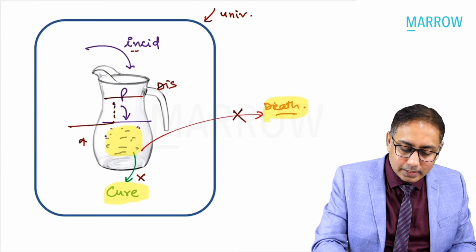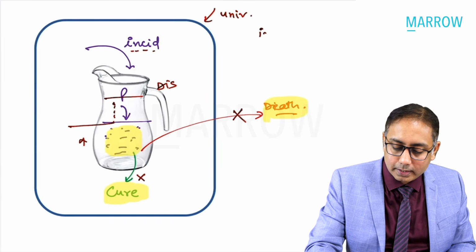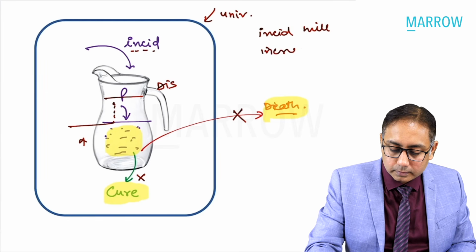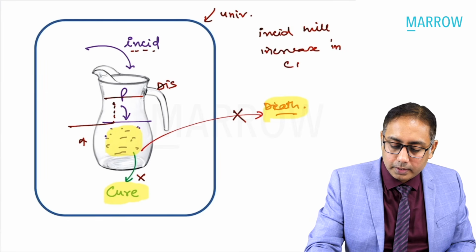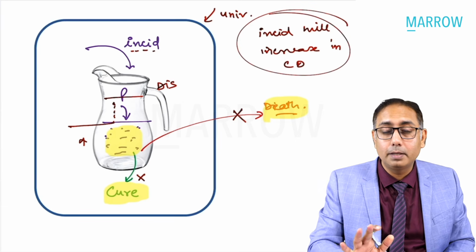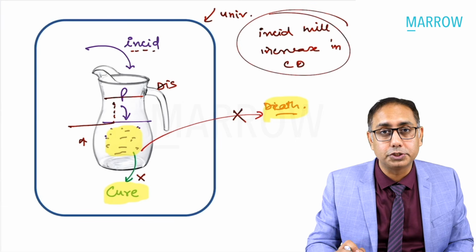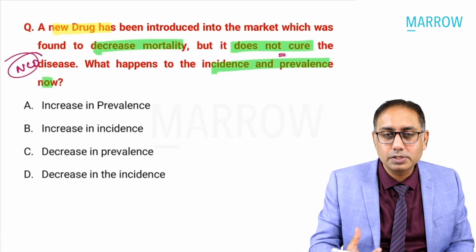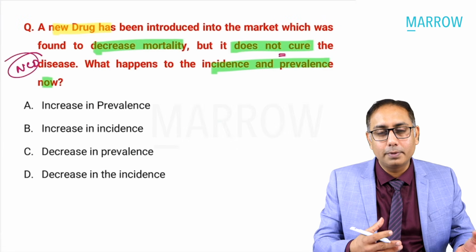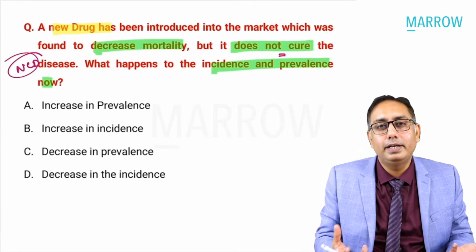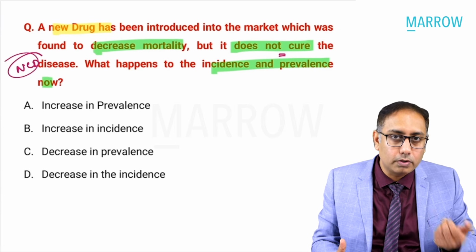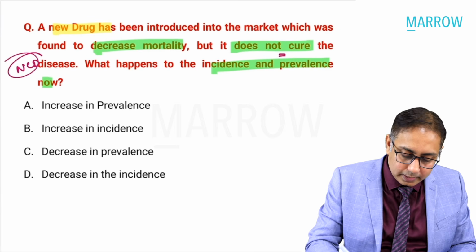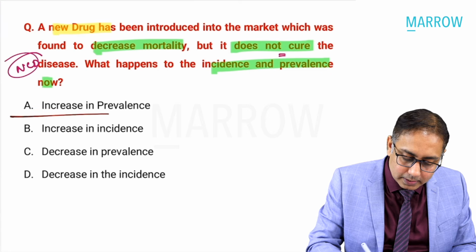Does it increase the incidence cases? Please remember that incidence will increase in communicable diseases, whereas in non-communicable disease, the incidence will not change. Because this question is not talking of communicable or non-communicable, in general, they're talking of any disease. Generally, we talk about non-communicable disease. So generally speaking, there will be an increase in prevalence.